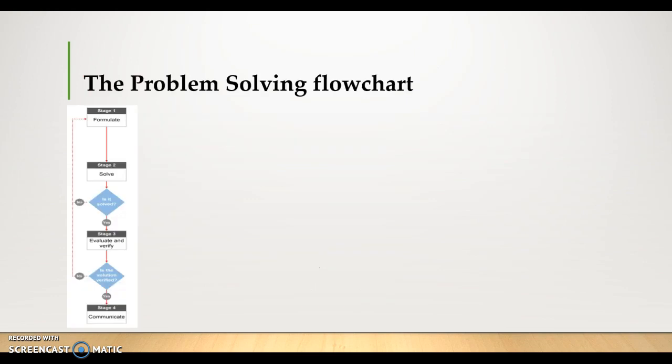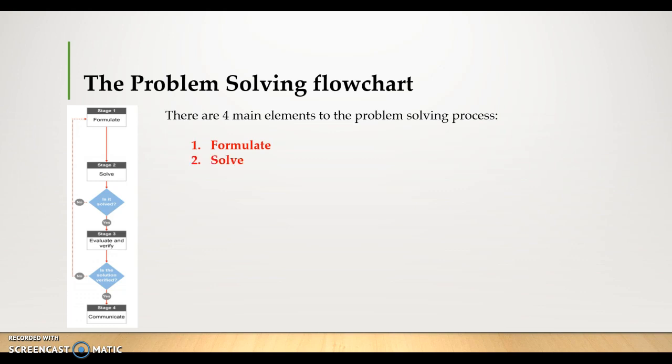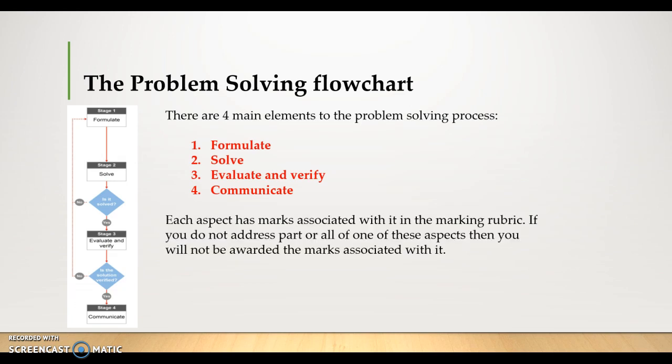So let's look at the problem-solving flowchart and how we apply that. This is a four-step process to solving problems, the first of which requires you to formulate a solution. You'll be given an open-ended task and you'll be expected to formulate a mathematical response, and step one requires you to do that. Step two then gets you to solve that. Step three says let's evaluate and verify the reasonableness of your solution, and finally we communicate that in step four. Each aspect of this problem-solving flowchart has marks associated with it.